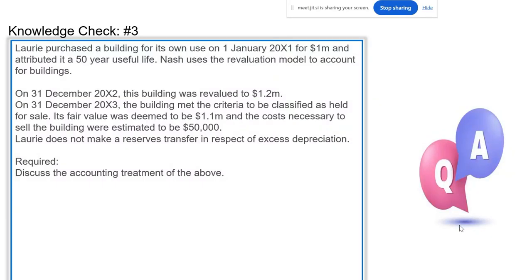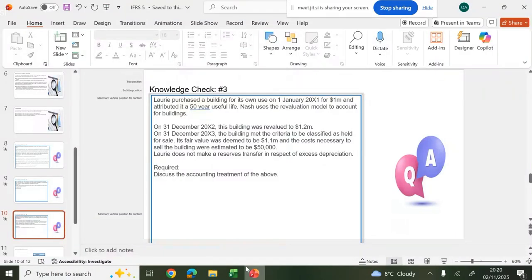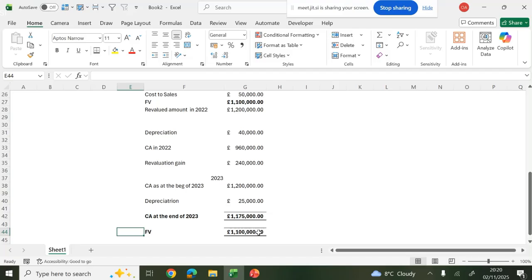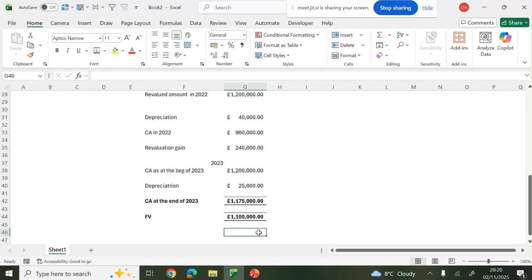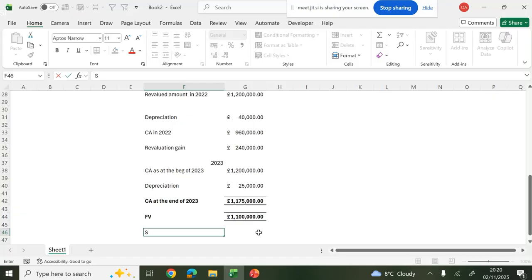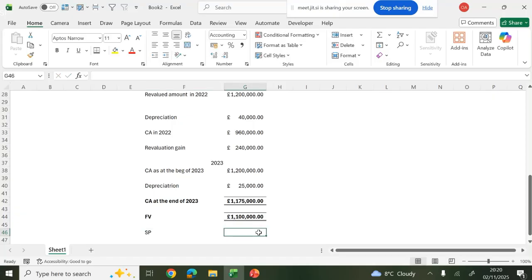We want to hold this asset for sale. What this is saying is that the cost at which we record the asset held for sale is going to be the lower of cost or fair value. We have established in this question that the fair value is lower, so it is going to be 1.1 million, right? If, for example, we eventually sold this asset, the sales price, I want to put it at 1.5 million.